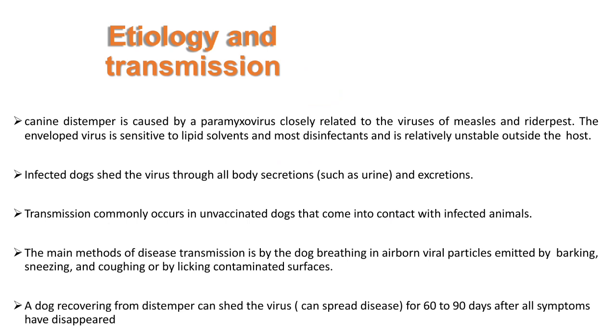The main method of disease transmission is by the dog breathing in airborne viral particles emitted by barking, sneezing, and coughing, or by licking contaminated surfaces. That is the main route of transmission, that is, the inhalation or ingestion route. A dog recovering from distemper can shed the virus for 60 to 90 days after all the symptoms have disappeared.